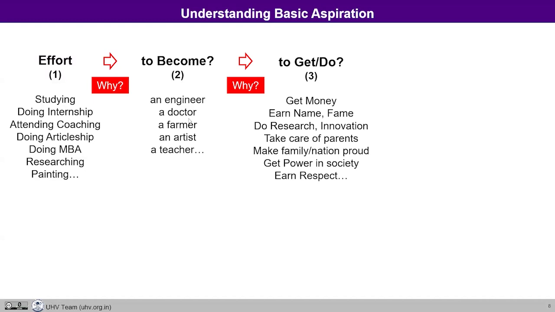Now, why do you want to become something? Because essentially you want to get something or do something. So I want to get money. I want to earn name and fame, do some research, some innovation. I want to take care of parents, make my family or nation proud, get power in society, earn respect, and the list could be much longer. Maybe every student has something to share. If there are 60 students, we can have a list of 60 such items. And one student can share more of such things also. And maybe there are certain things in common. This is quite possible. So we are trying to help the student look into the purpose.